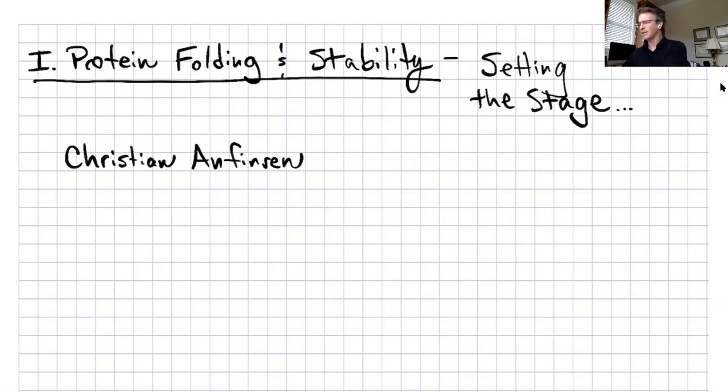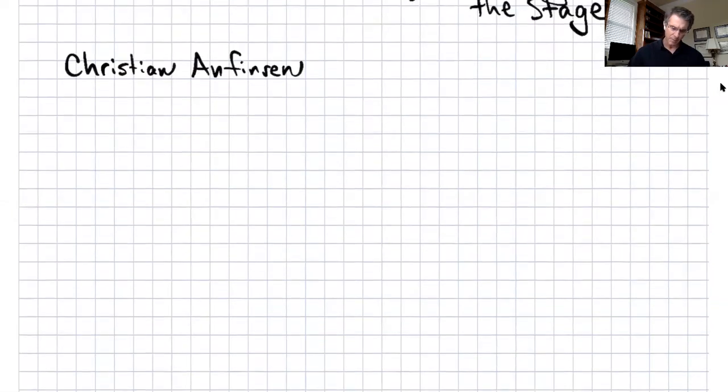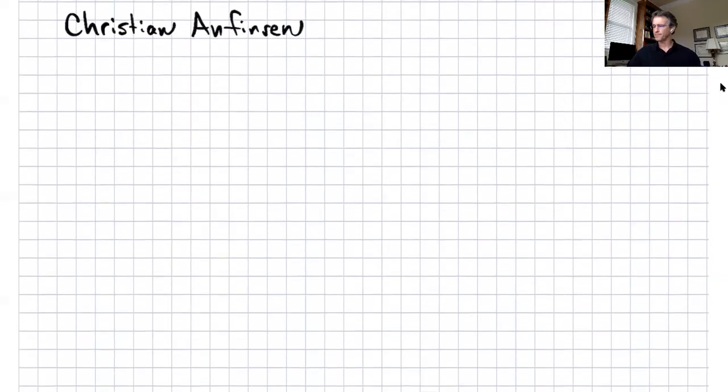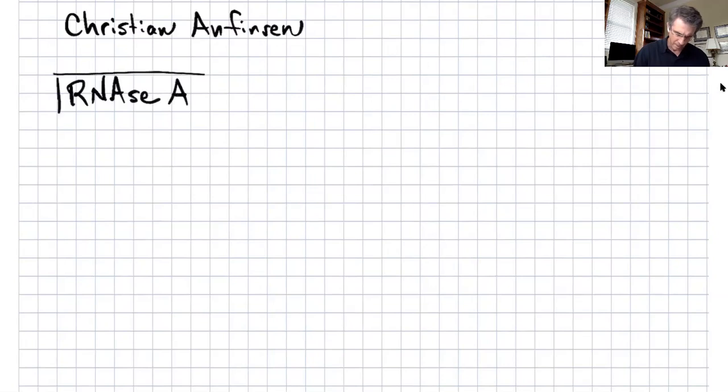Right? So let's think a little bit, as a way to set the stage, of the protein that Christian Anfinsen worked on, where he did much of his work. It's a small RNA degrading enzyme by the name of RNase. You've probably heard of it. Specifically, the variant he worked on was RNase A, right? It's, like I said, a relatively small protein. It's about 124 amino acids, right?